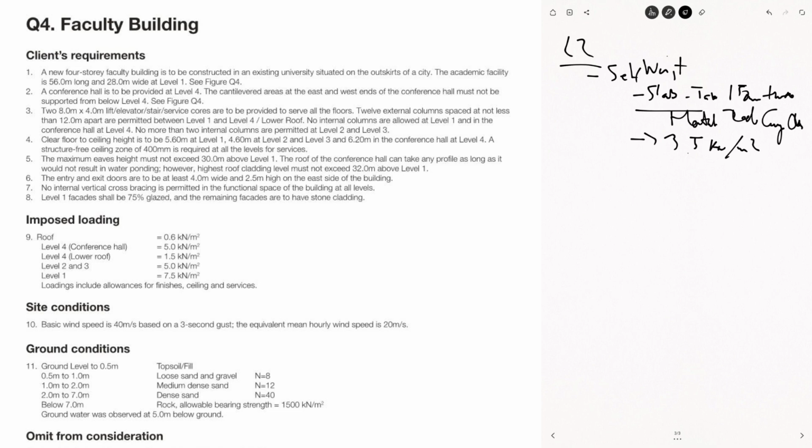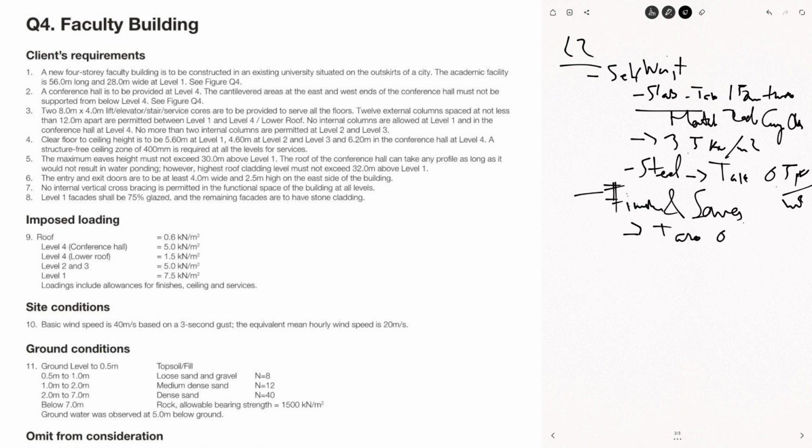And then you got the steel. And steel, let's say, typically take half a kilonewton per square meter. Okay. And in addition to the self weight, we also got the finishes and services. Take a quarter of a. Now, where are these values coming from?